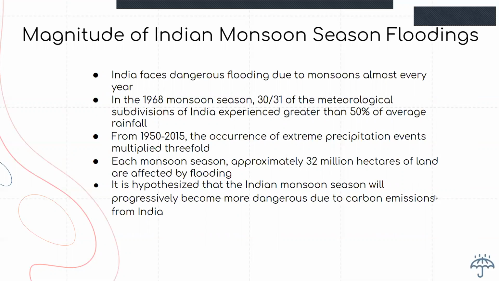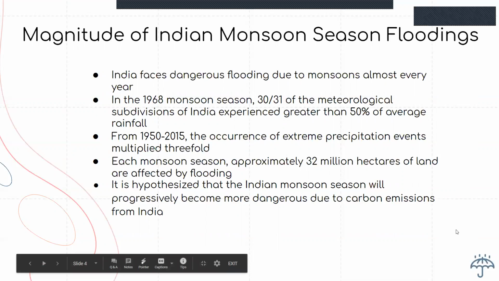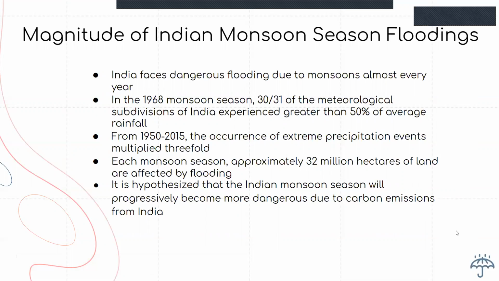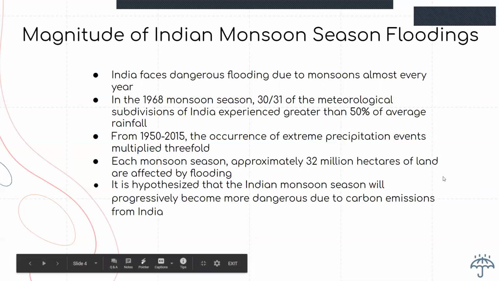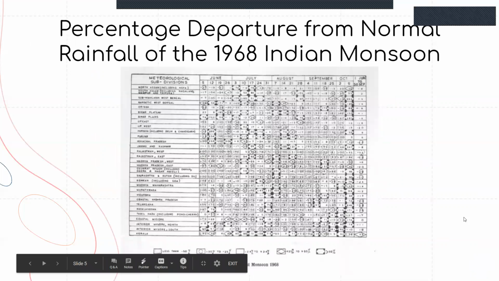To speculate on that a little bit, seeing how damaging this storm was in the 1968 monsoon season and how progressively worse they've gotten. I know there was another terrible one that happened in 2014, but with carbon emissions around the world emitting CO2 into the atmosphere, that's ultimately causing glaciers to melt, that's causing flooding, and it's also making monsoon season worse.